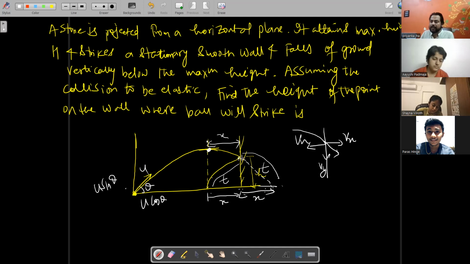And when it strikes the wall, it has the same horizontal component of velocity, because in projectile motion, if no external force is working, the horizontal component remains constant at every point of the path. So this x is travelled with horizontal component u cos theta into t1. Suppose it takes t1 time, and from here to here it takes u cos theta into t2. Velocity is the same in both cases and distance is the same, so the time taken must be the same. Understood or not?